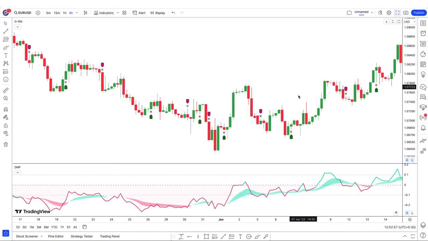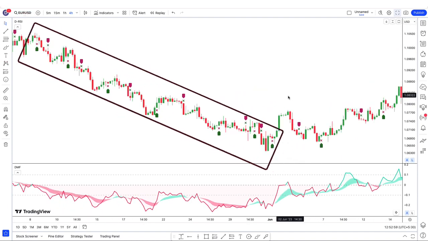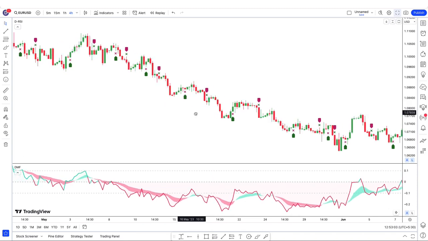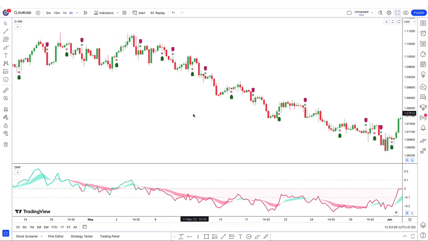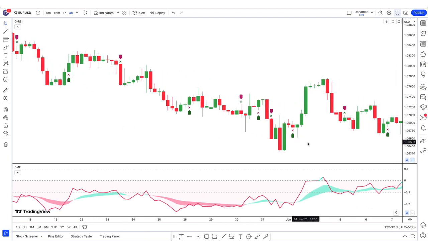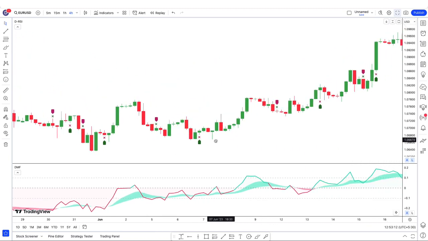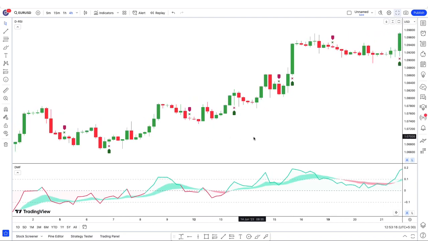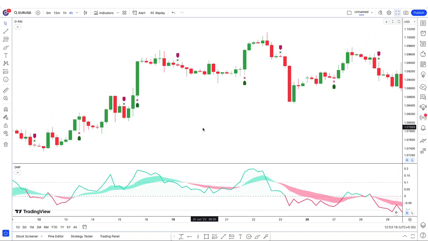These are buy-sell signals generated from this indicator, but not all of them are good for trading. And with the help of the dynamic money flow indicator, we can filter the false signals. When we have the cloud above the center line, like in this part of the chart, or in this part of the chart where the DMF cloud is above the center line, it shows that the market is in an uptrend.